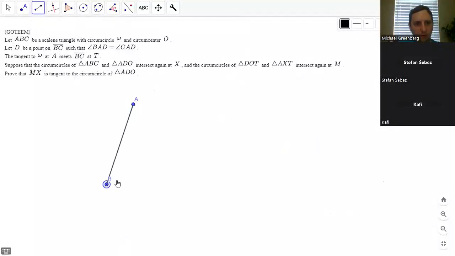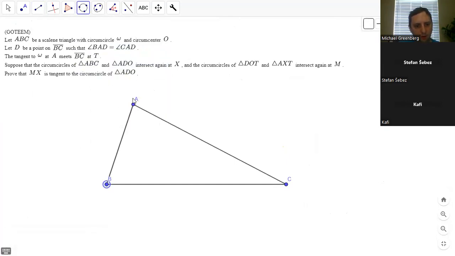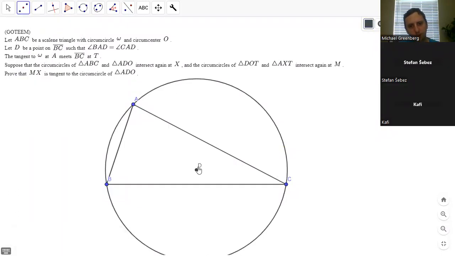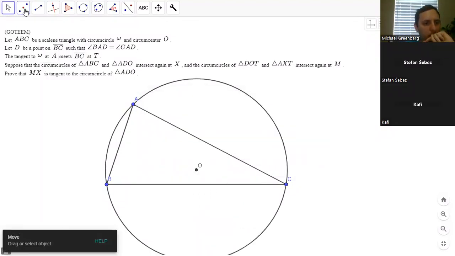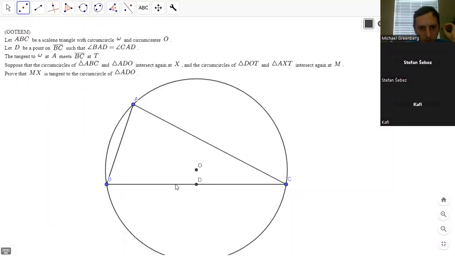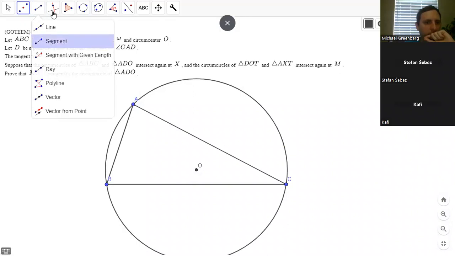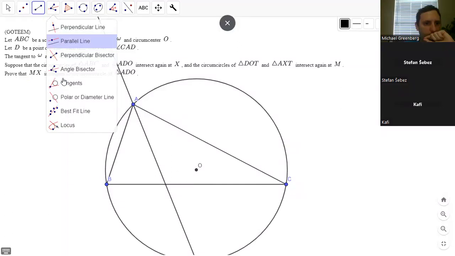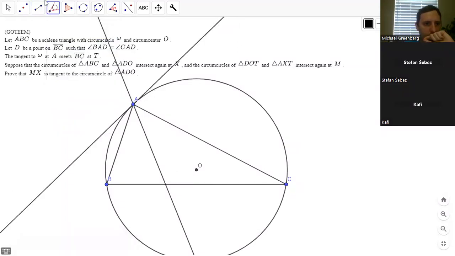So let's see. So O is the circumcenter. That's D. Oh no, it's not the midpoint. It's the angle bisector. And then the tangent meets BC at T. Just draw the whole line.